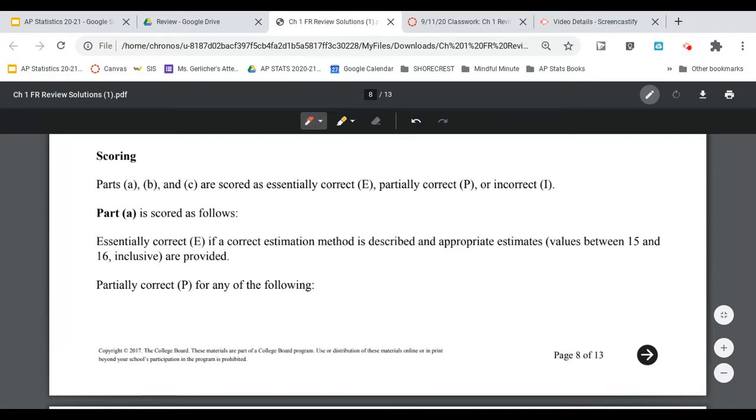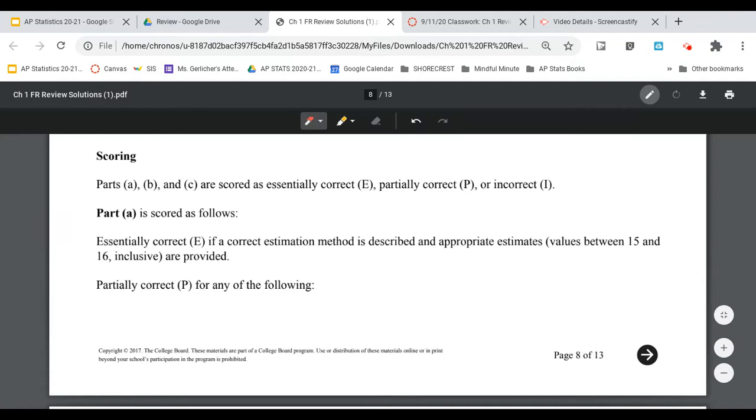Okay, so for part A, I like starting with figuring out what they're actually looking for, what it takes to be essentially correct, and then we'll go back and look at the solution. And again, make sure that you have the document downloaded and you're looking at that, because I'm scrolling too fast through this document on the video to follow.